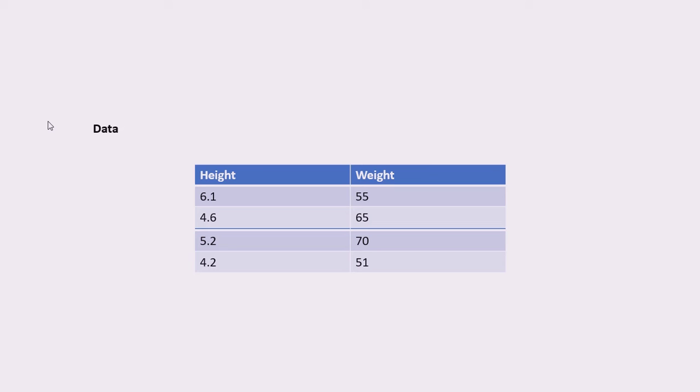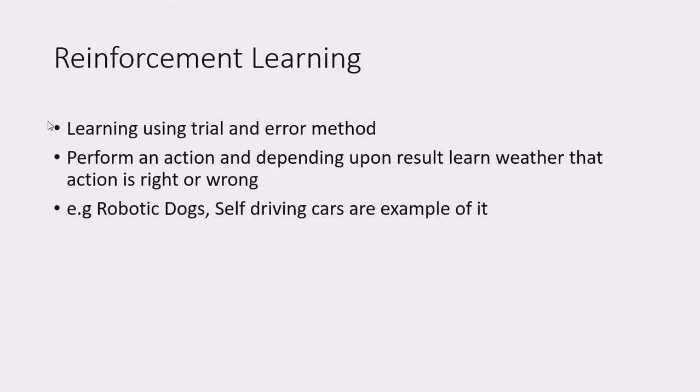Then we will give some points for testing and see in which cluster or group it will put the person for which we are performing the testing. So that is unsupervised machine learning, where we don't have labeled data. Now the third type of machine learning is reinforcement learning, and this learning uses a trial and error method. We will perform an action and, depending upon the result, learn whether the action is right or wrong. Examples of reinforcement learning are robotic dogs, self-driving cars and others.